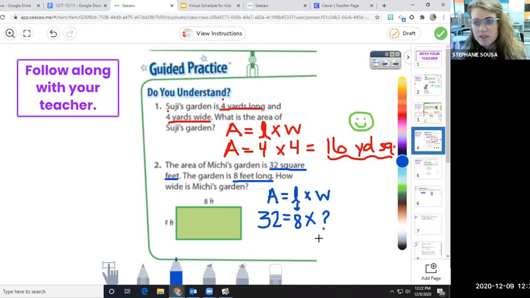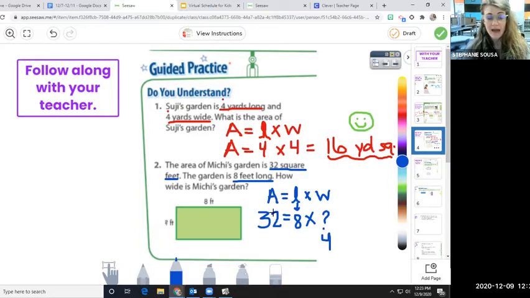So wait a minute, now we're not multiplying. We've got to figure out what's missing. Guess what we can do? We know the 8s and we know how to multiply by 8. So I can multiply by 8 until I get to 32. You got 8, 16, 24, 32. How many times did I multiply? 4. 8, 16, 24, 32. So the width equals 4.